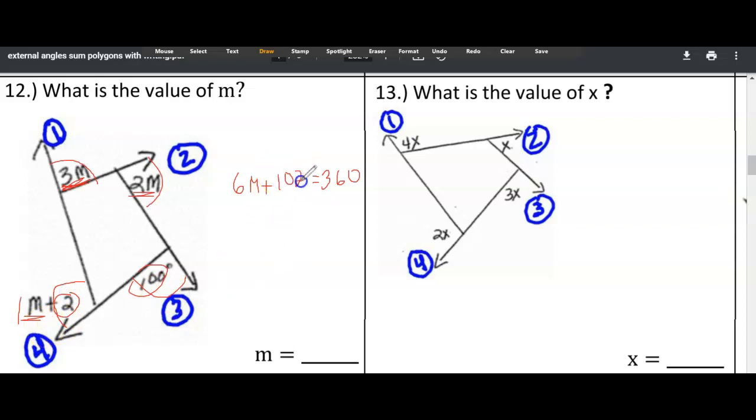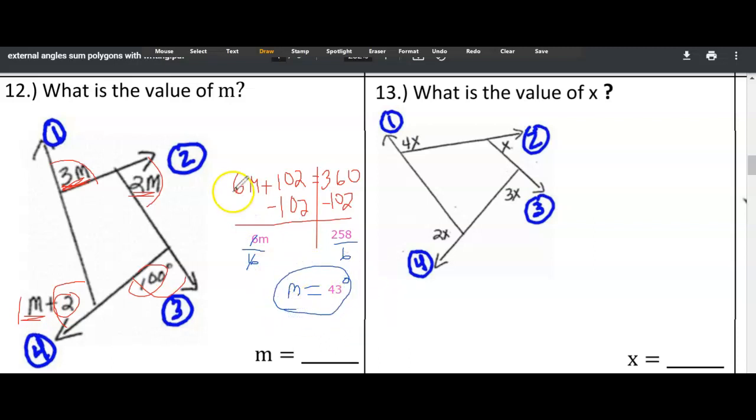All right, so I wrote my equation. Now I draw the line down the equal sign, and I solve. I have to subtract 102, right? Go ahead and pause this, and you try it. Okay, so you should have subtracted 102. So 360 minus 102 is 258, divided by 6 to get rid of this 6 here. And you should have gotten 43 degrees. So M equals 43 degrees.